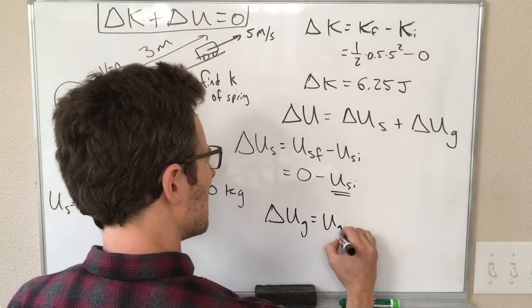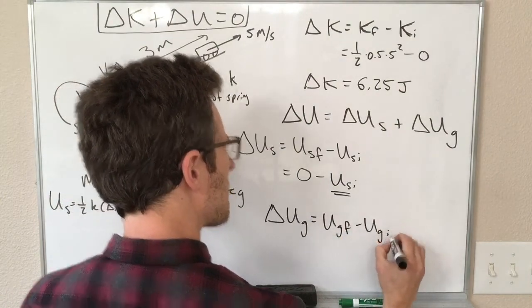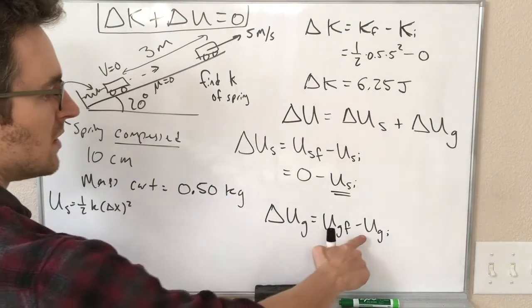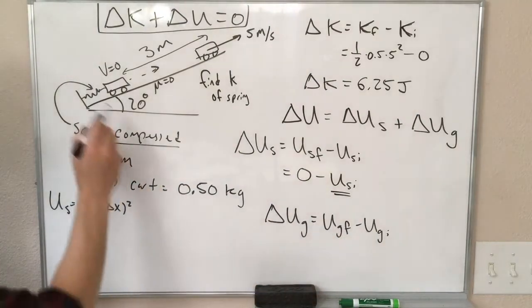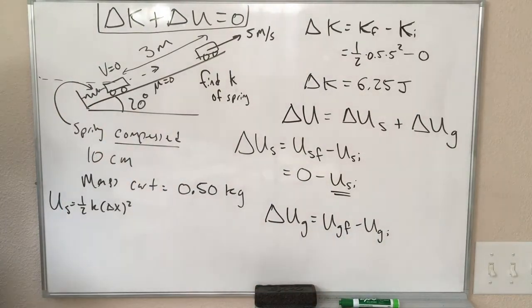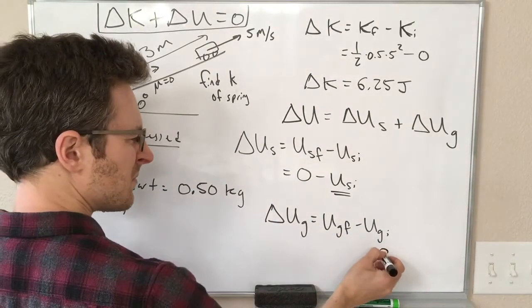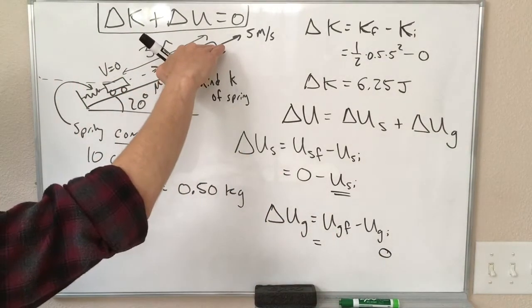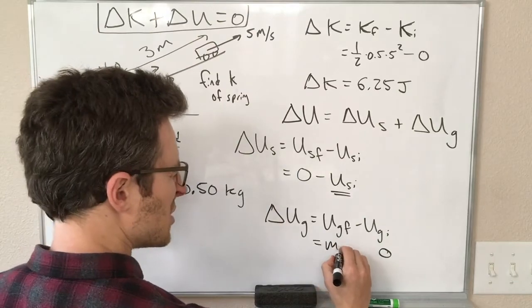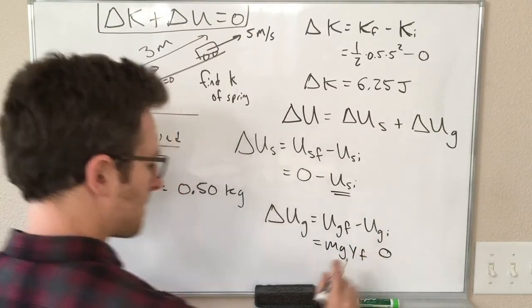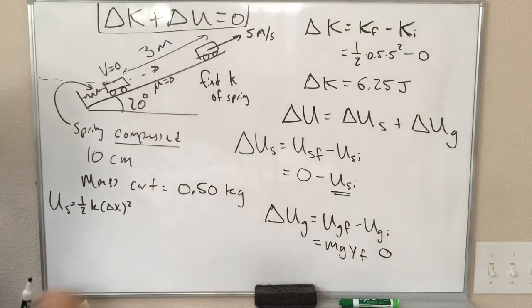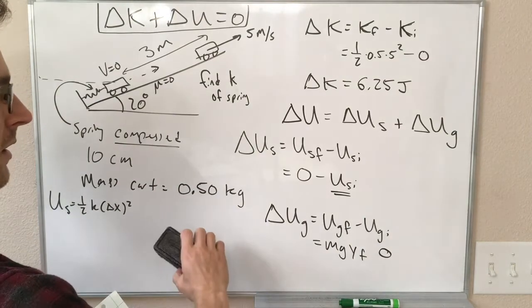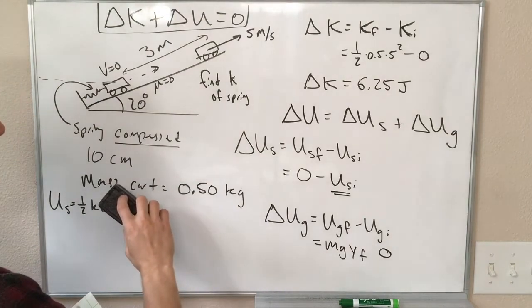delta U_G, for this, the initial gravitational potential energy, we can say that this thing starts at a height of 0, and it ends up here, some amount higher, with potential energy mg y final. So, let's see, I can erase some of this.